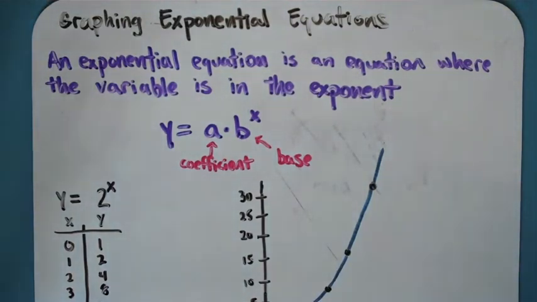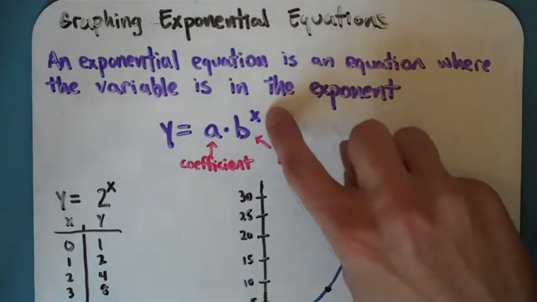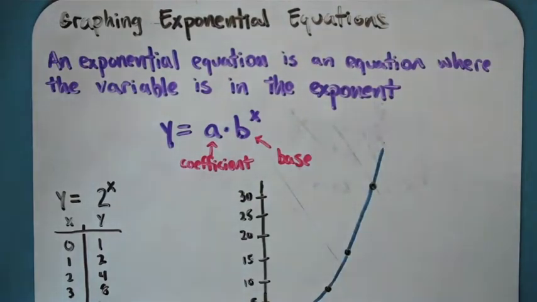A and b are just numbers. They're constants that we're usually given in the problem. And x, the variable we plug in for, is actually up here in the exponents. So let's take a look at an example, and let's look at what the graphs will look like.